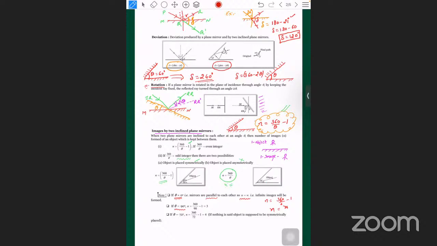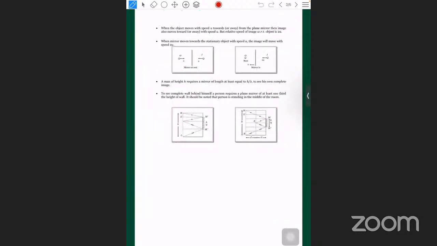If theta is 90 degrees, how many images will be formed? 360 by 90 minus 1, that is 4 minus 1, which is 3 images. You got my point?